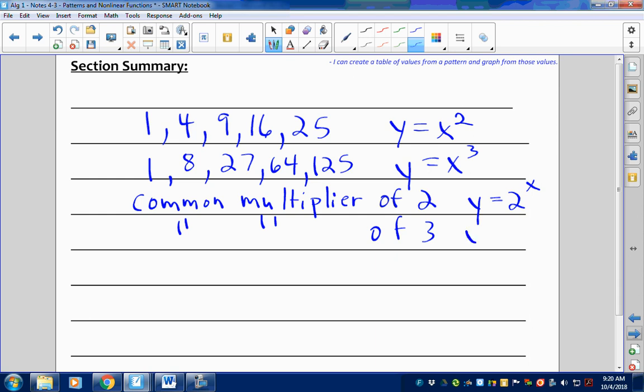It would be y equals 3 to the x. So probably a lot of new things in this that you might want to jot down in that section summary.